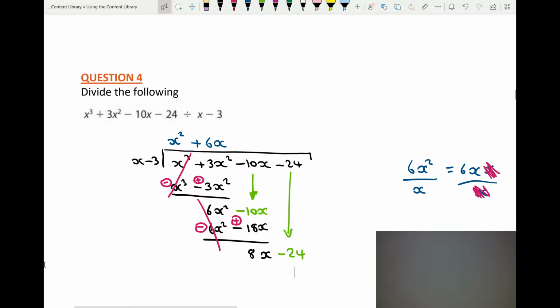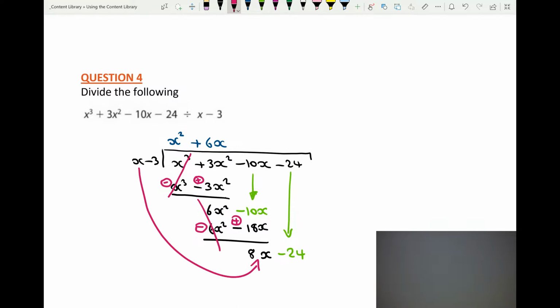So I'm just going to get rid of my rough work here for a second. And I'm now dividing the x into the 8x. So again, if I do my rough work here, it's 8x divided by x. The x will cancel with the x on the bottom. So that's leaving me with just a positive 8 on top. So again, I'm coming back and putting that on the top of my division line.